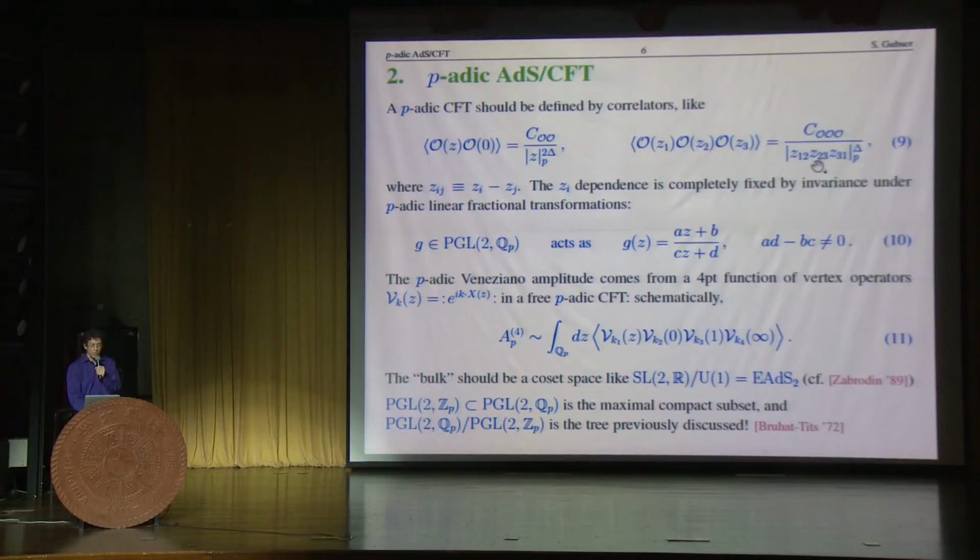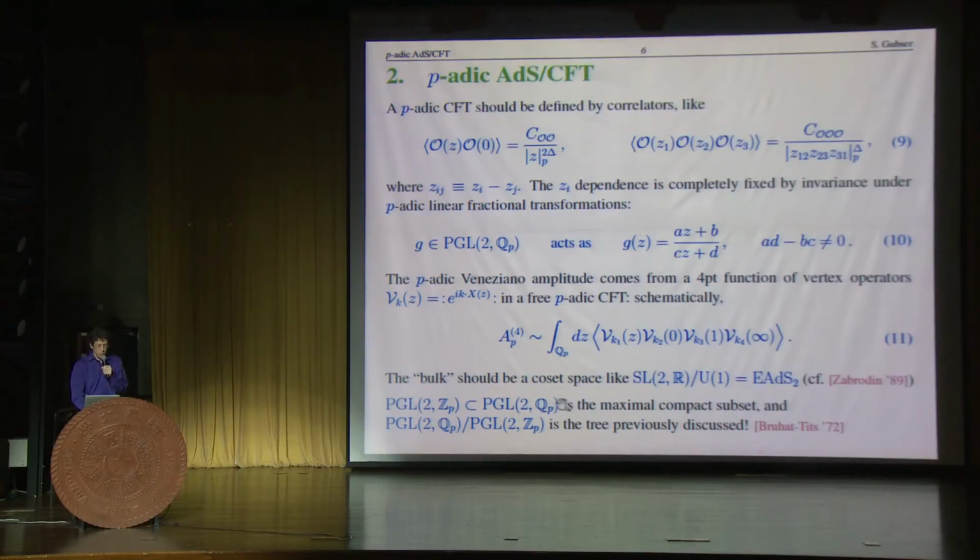And this functional dependence on the positions z, all of which are p-adic numbers, will be completely fixed by invariance under p-adic linear fractional transformations, which play the role of the conformal group. Of course, when we get to 4-point functions, we don't expect such a simple dependence on the z's as I've written in equation 9, because there are cross ratios, and I'll have more to say about them soon.